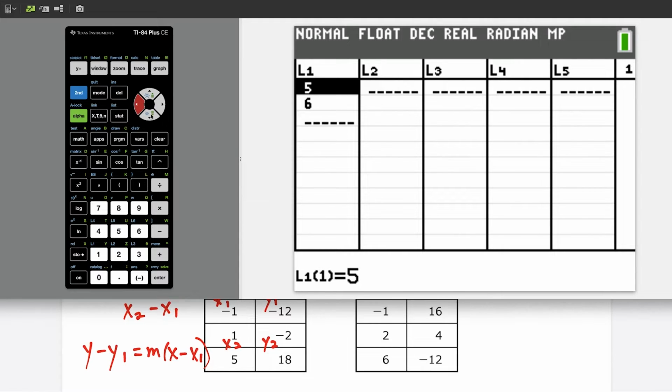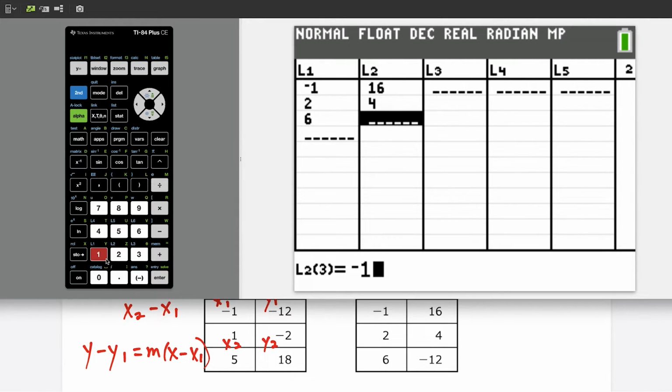And now I could also just start typing here and override what we have. Like if I write -1, enter, it's going to start replacing the values. And then I have 2, and then I have 6. Then next in L2, I'm going to write the corresponding y values, which are 16, 4, and so let's make sure we press enter, and then -12.